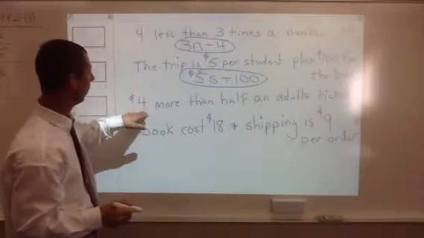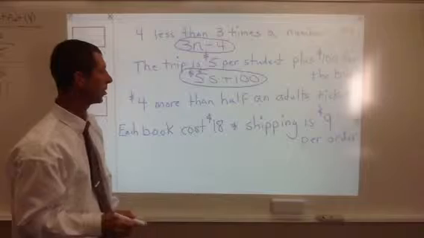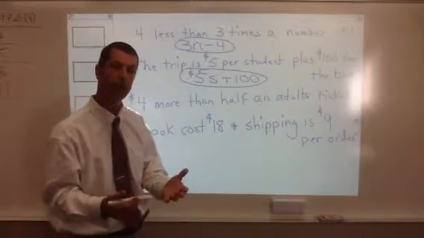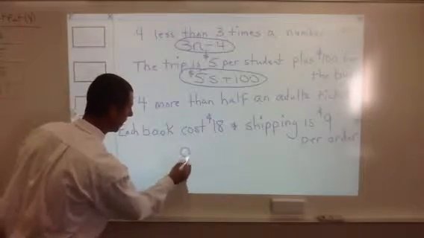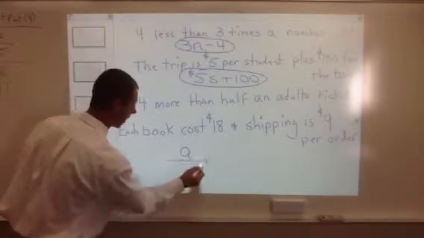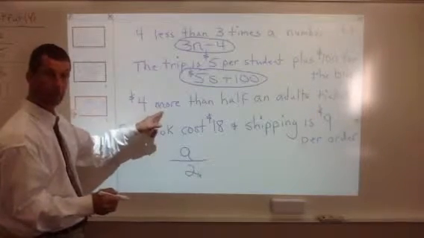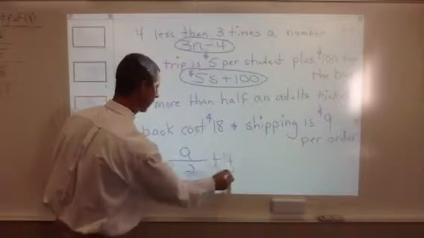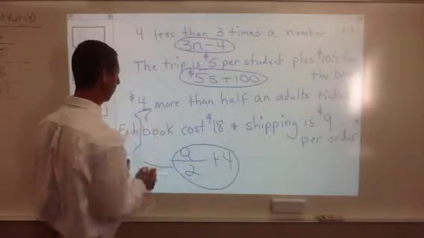Here's a different one. 4 more than half an adult's ticket. So we've got to take an adult ticket and cut it in half. To cut a number in half, we divide it by 2. So I'm going to do it down here. We'll take the adult ticket, we'll use the letter A for that. We're going to cut it in half, divide it by 2. And it's 4 more than that. So 4 more would be we're adding 4 to it, so plus 4. So that would be the answer for this one up here.